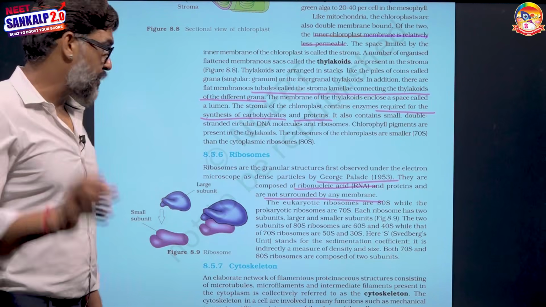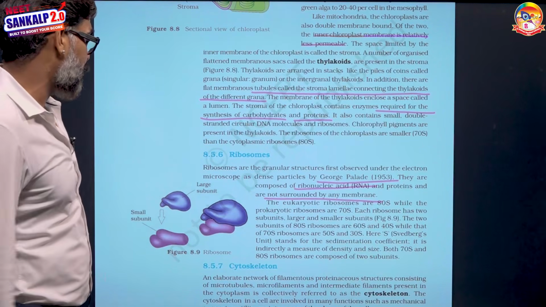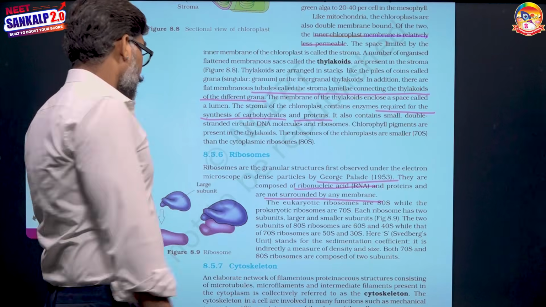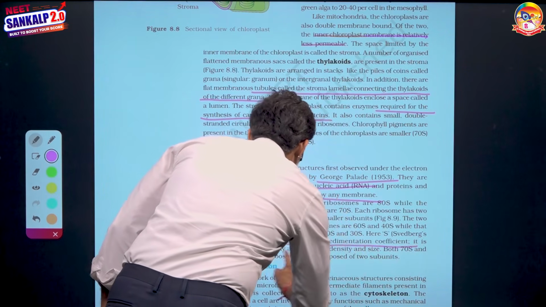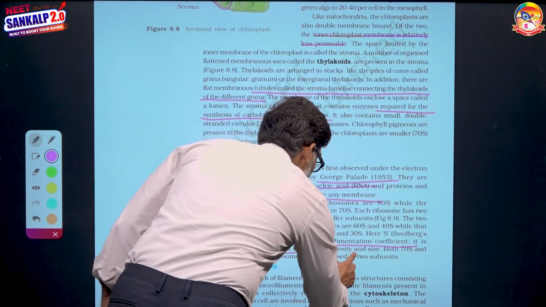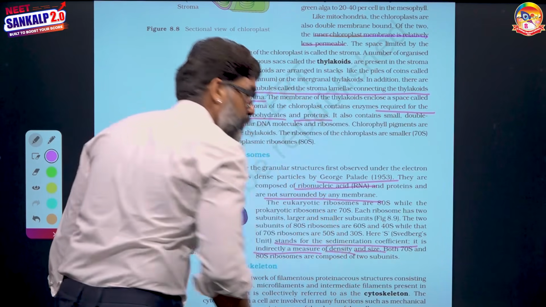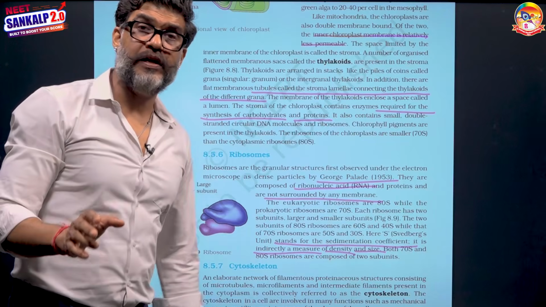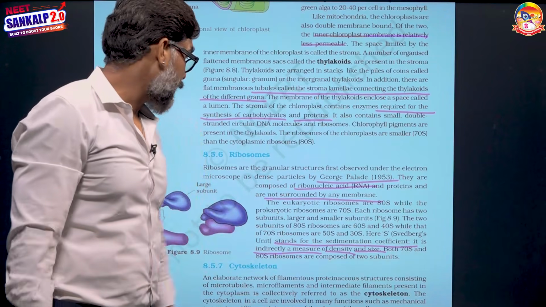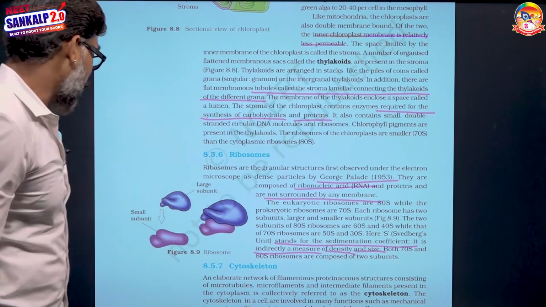This S stands for sedimentation coefficient or Svedberg unit. It is indirectly a measure of density and size. Keep in memory: Svedberg unit or sedimentation coefficient is indirectly a measurement of density and size.